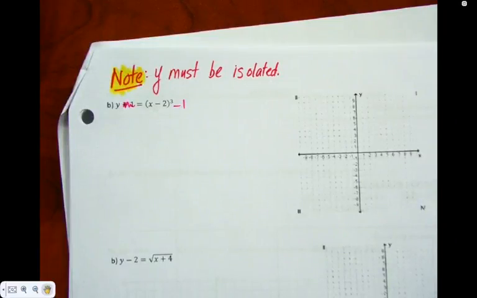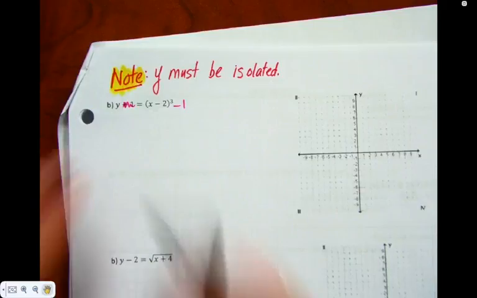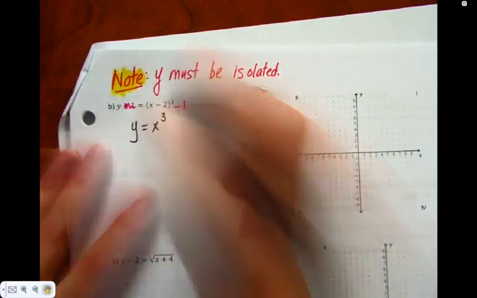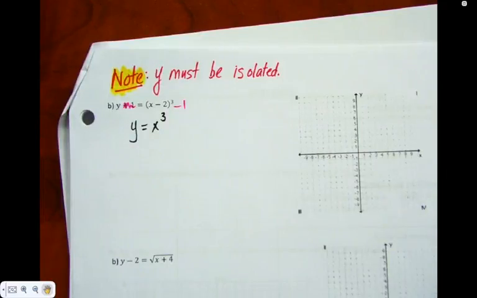Step 1 is drawing the base graph. Strip away all those transformations. The base graph would be y equals. The brackets would go, the -2 would go, the -1 would go. All that would be left would be x cubed. So this is the base graph of a cubic function.